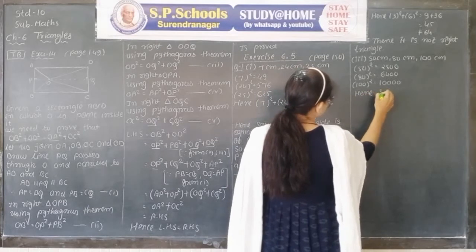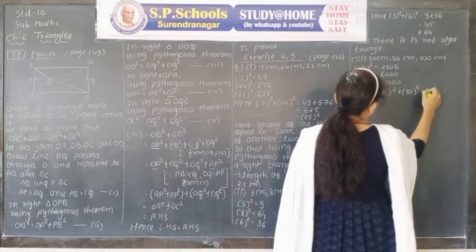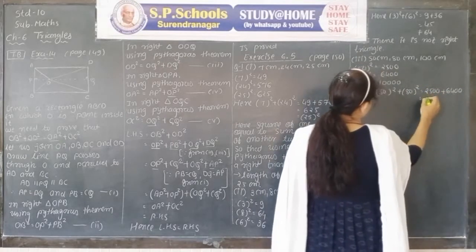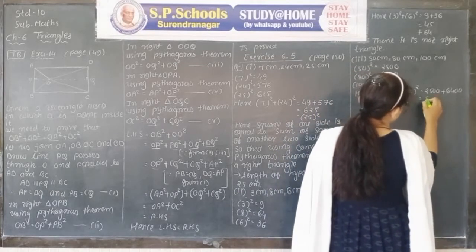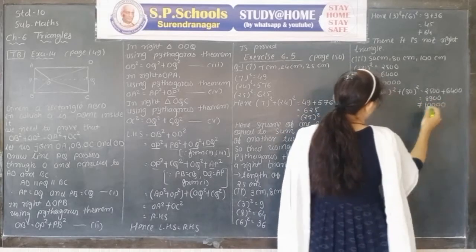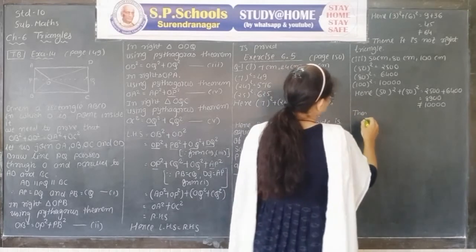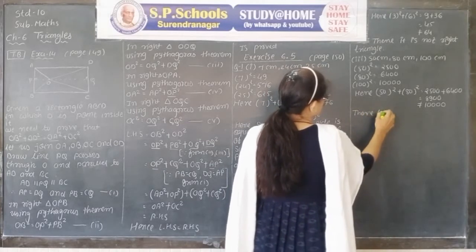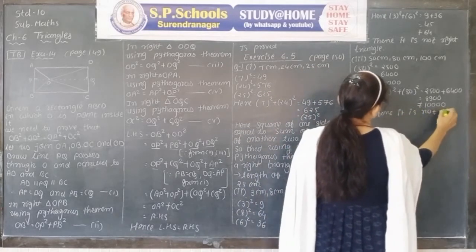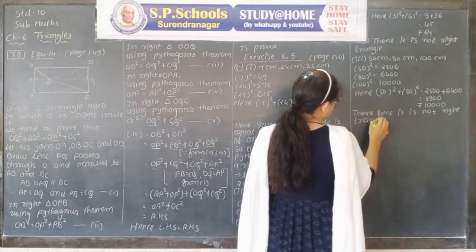Here, square of 50 plus square of 80 is equals to 2500 plus 6400, do the addition, which doesn't equal 10,000. Therefore, it is not a right triangle.